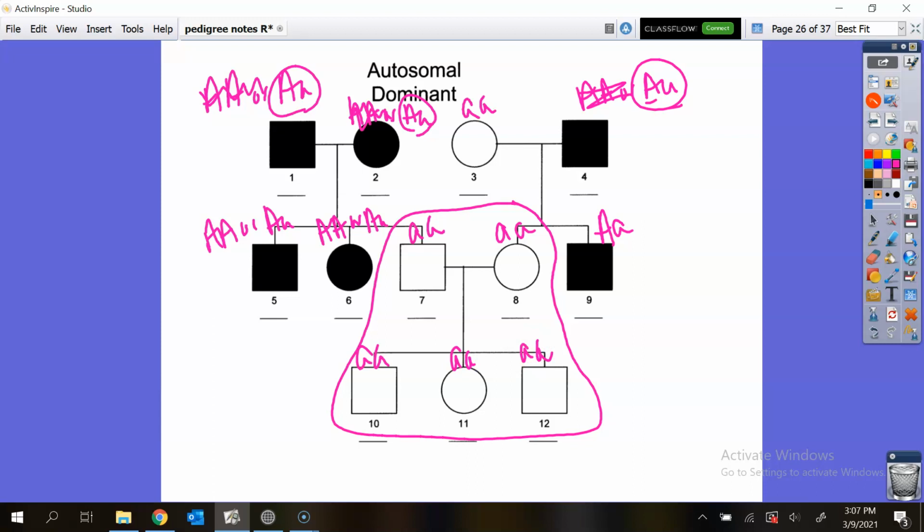Okay, but that is how you would map out the traits. And remember, just label the generation numbers so that if asked a question about it, you could say something like generation 2, individual 5, and so on.